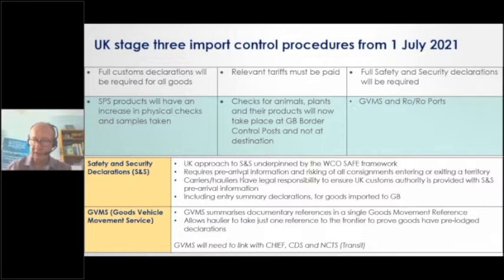So again, the automation is key, and GVMS clearly will need to link, and will be developed to link, with CHIEF, our current customs system, CDS as well, and the transit system, NCTS as well. So a lot of interfacing and a lot of work to take place in that respect to create this automation process. So if we have the next slide, please.